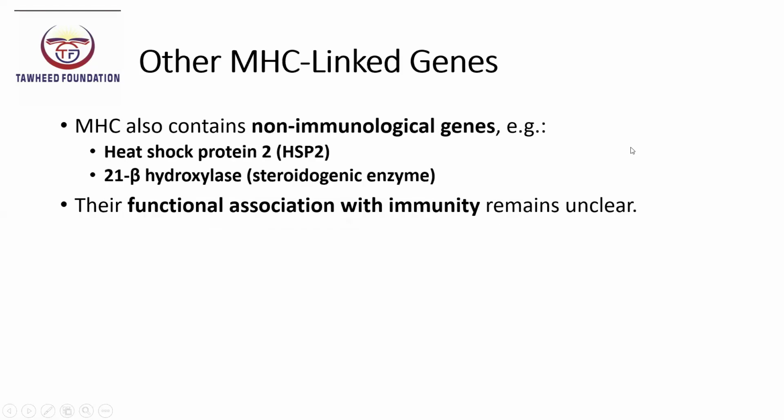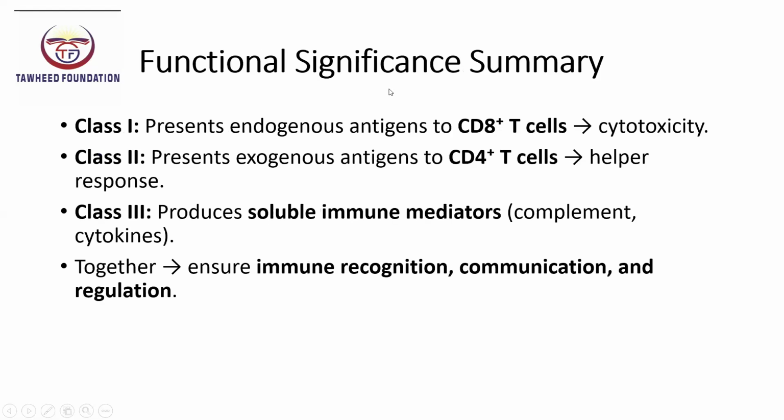Next is other MHC linked genes. The MHC region also contains non-immunological genes, including heat shock protein 2, HSP2, and 21 beta hydroxylase, that is a steroidogenesis enzyme. Although their immune functions are less clear, these genes highlight the MHC as a genetic hub with potential cross-regulatory effects on immunity and metabolism. Next is functional significance summary.